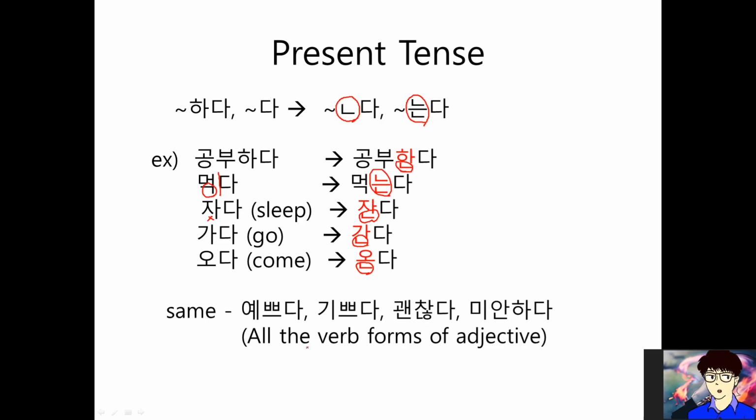However, all the verb forms of adjectives, this part is a real verb, right? English verb like that. However, all the verb forms of adjectives like 예쁘다, 기쁘다, 괜찮다, 미안하다, these are just present tense, so there's no change. Okay? Good. Then, let's move to past tense in written sentence form.